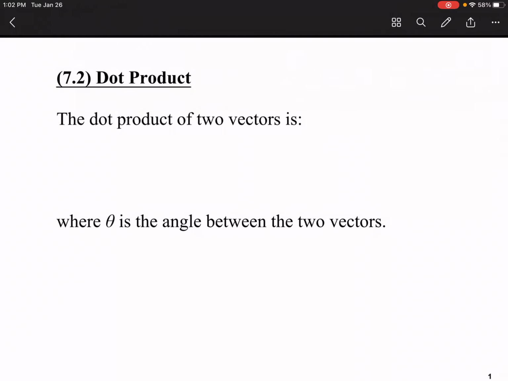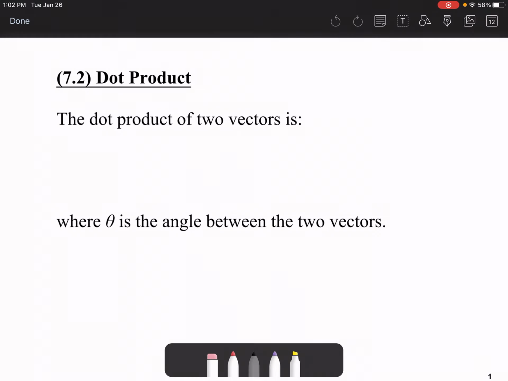Hello and welcome to lesson 7.2, dot product. So we're going to find out how to actually calculate a product between two different vectors. And this is only one type of product. There are actually multiple different types of products.